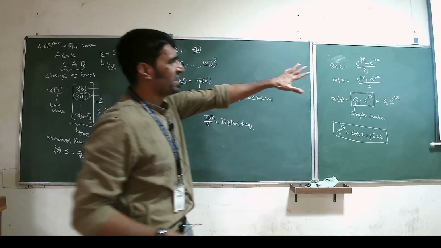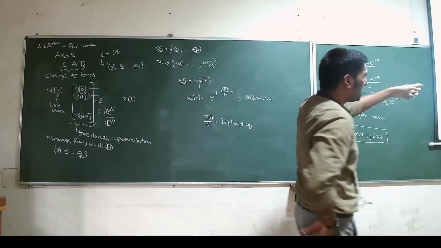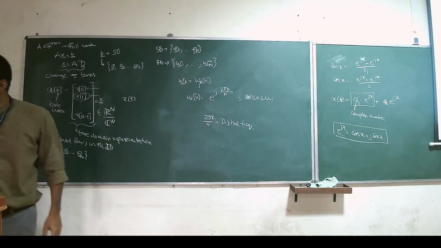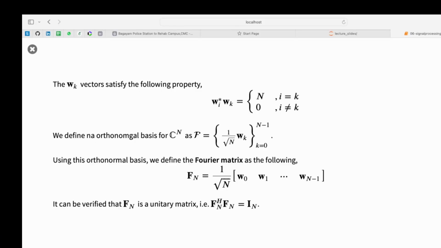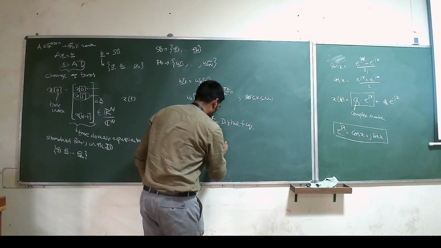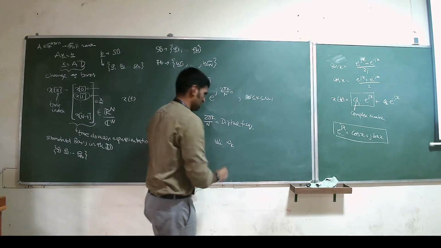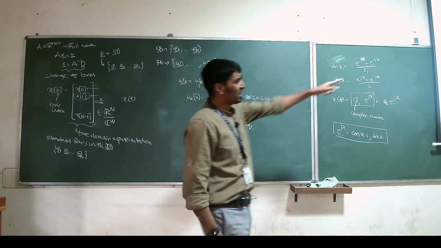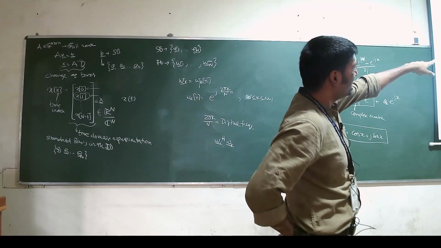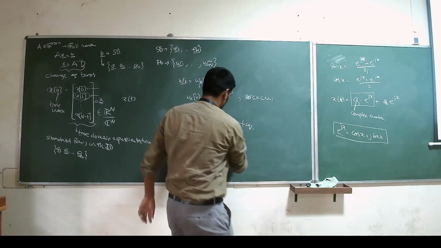If we define a bunch of signals like this, it turns out they have a very nice property: any two Wk's are in fact orthogonal to each other. You notice I've used star and H; I should be using H there. If you take any two vectors, Wi and Wk, and take their standard inner product, this will be 0 when i is not k, but when i is k, what you get is n.